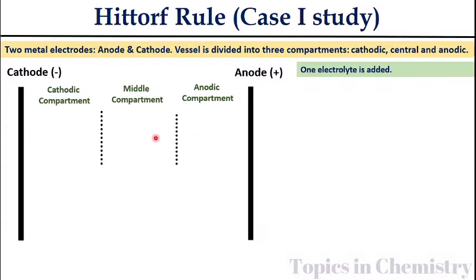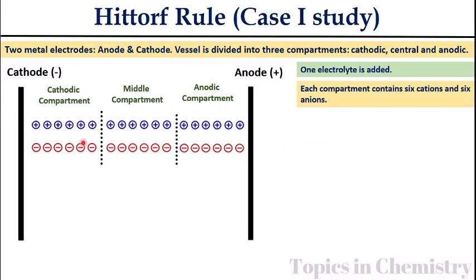Now one electrolyte is added in the vessel. Suppose NaCl is added. NaCl contains one cation and one anion; cation means positively charged and anion means negatively charged. Each compartment contains 6 cations and 6 anions. The cathodic compartment contains 6 cations, 6 anions. The middle compartment contains 6 cations, 6 anions. The anodic compartment also contains 6 cations and 6 anions.